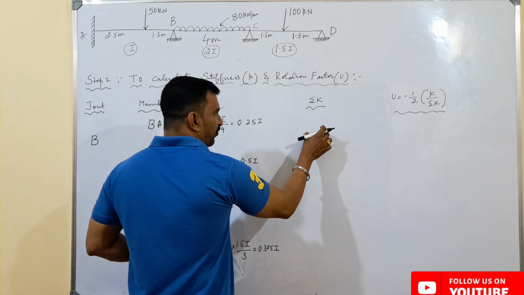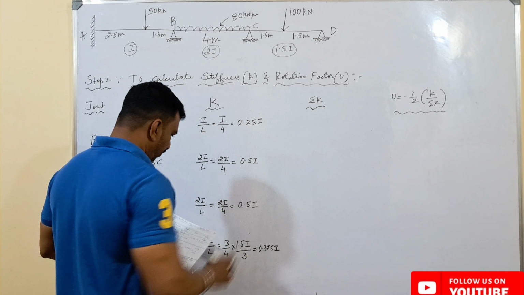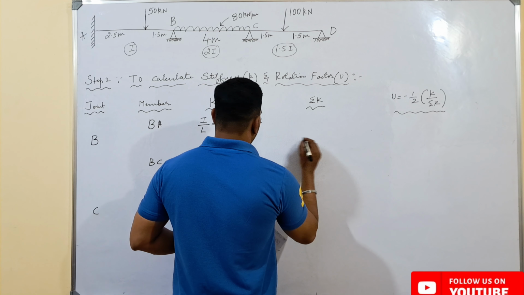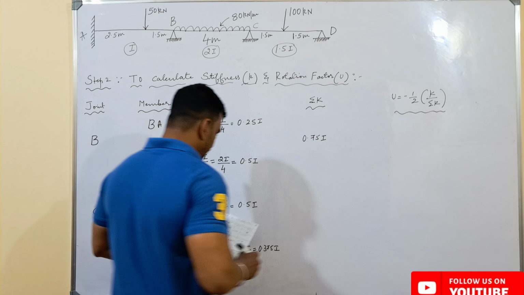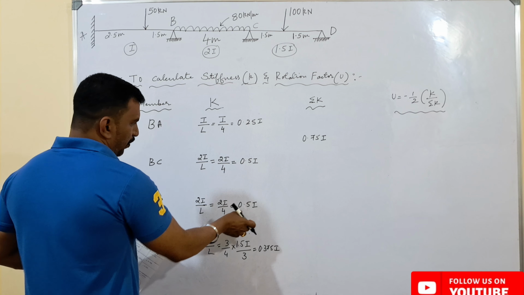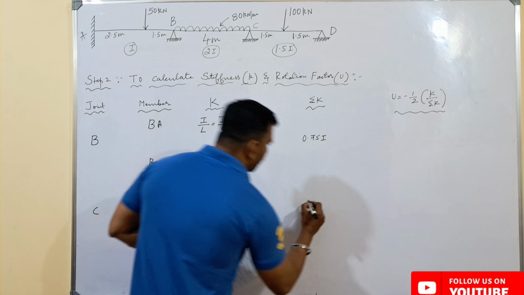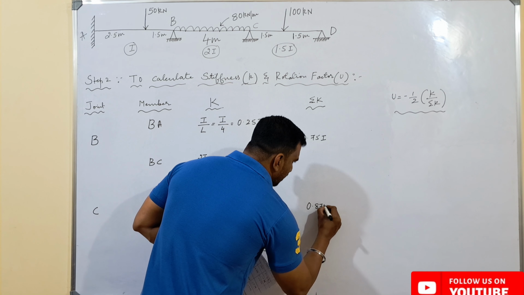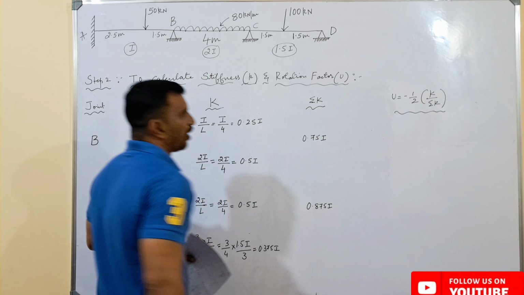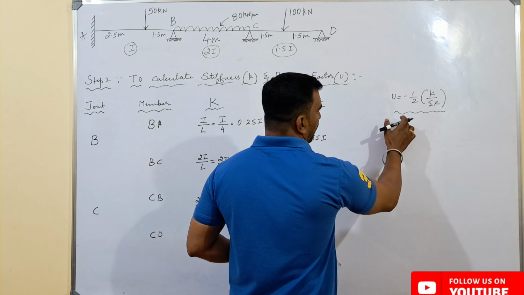Whenever we add members BA and BC for joint B, we get the total stiffness about the joint. That will be 0.25 I plus 0.5 I, which will be equal to 0.75 I. Similarly, 0.5 I plus 0.375 I will be equal to 0.875 I.